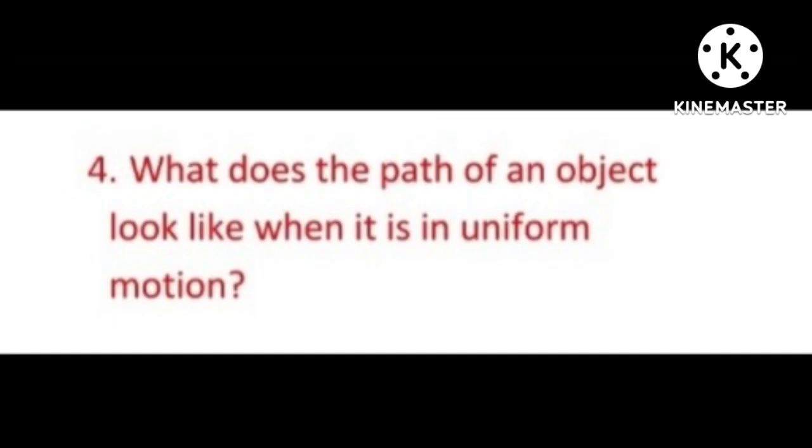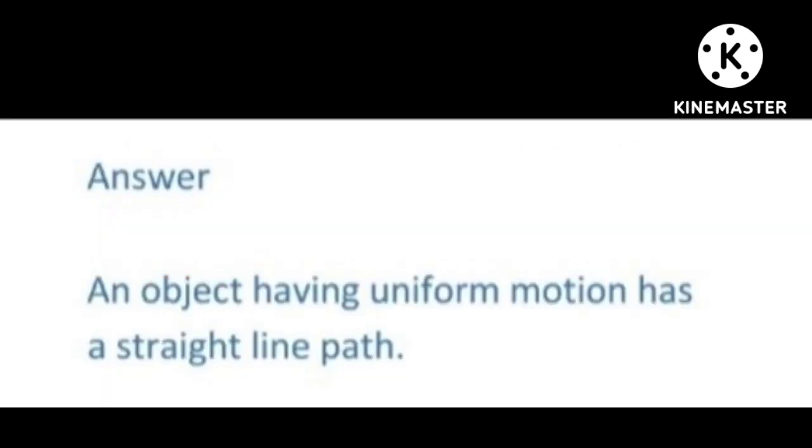Next is question number 4. What does the path of an object look like when it is in uniform motion? What is uniform motion? If an object covers equal distances in equal intervals of time, it is said to be in uniform motion, right? The object having uniform motion has a straight line path. So when we answer the question, we have to mention only the straight line path. No need of the explanations. Okay.